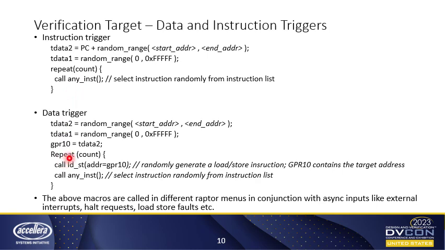For issuing random data triggers, we again use the same way to configure tdata2 and tdata1, but within a certain data memory region. Then we call a series of load or store instructions combined with any type of instructions to hit the trigger address.